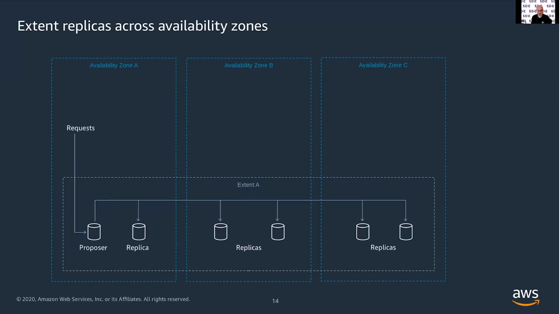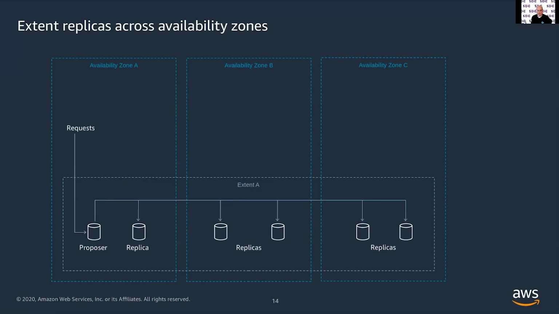So the goal of placing these things is that they are far enough apart such that they won't be subject to the same sorts of power events or localized storms, things like that. But they're close enough that you can still do synchronous requests and responses from one availability zone to another. So what we do is we take the replicas of a given extent and we distribute them across at least three different availability zones.